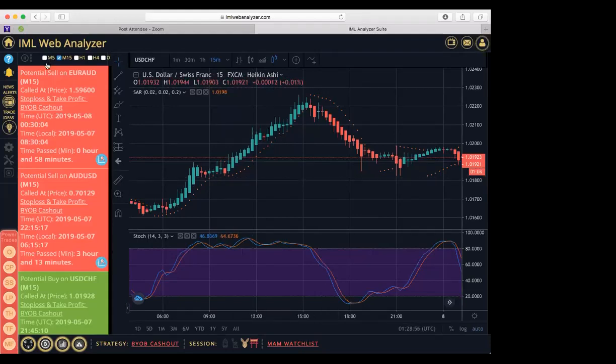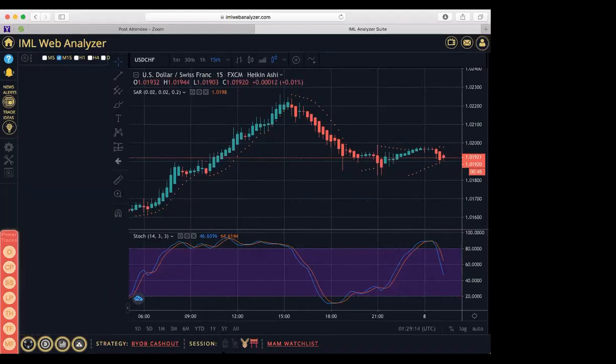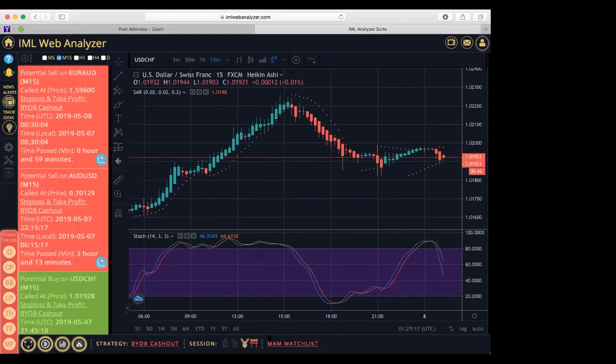I want to make sure that I select my strategy. So when I come onto the web analyzer, I want to select my strategy. So I click the strategy down at the bottom. I select my strategy. Then you're looking at the session. The session is important because yes, it calls currency pairs like USD.